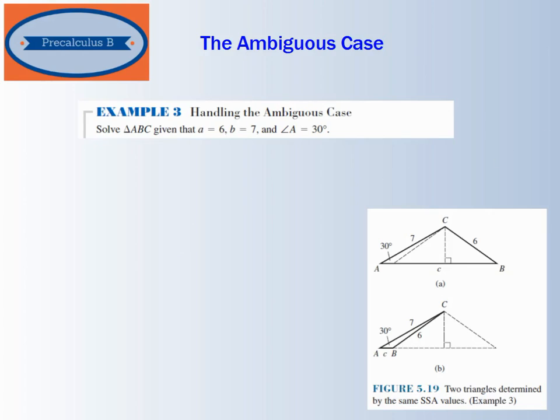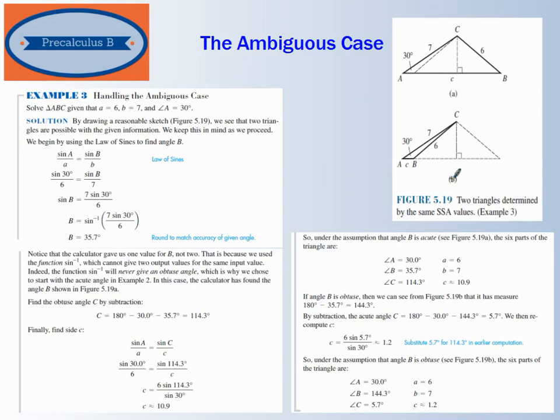And we'll just take a look at the solution from the text in this one instead of going through it bit by bit. But as we go through, we can determine the value for sine of B and get that angle B has to be 35.7 degrees. Now, the issue there is angle B could potentially be an obtuse angle, right?